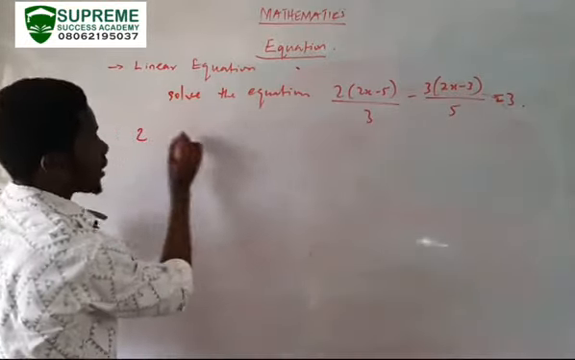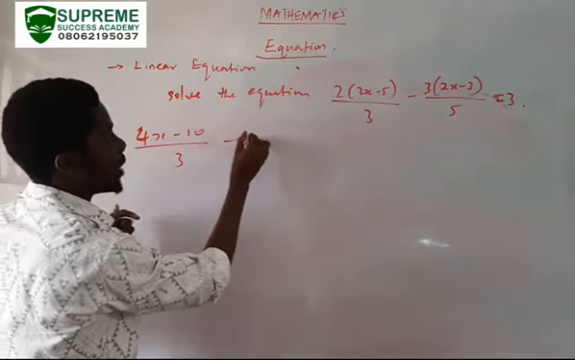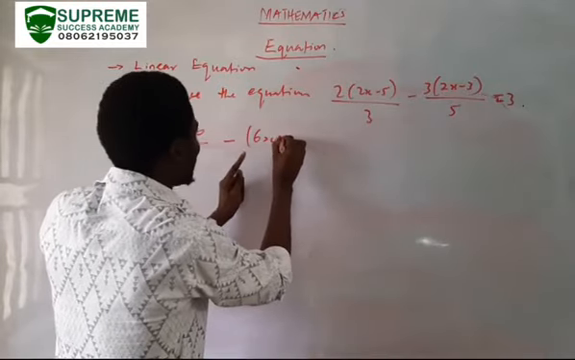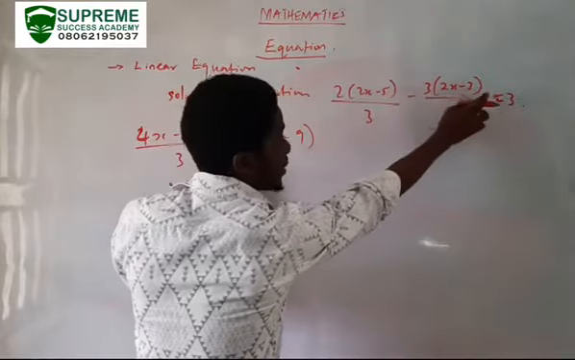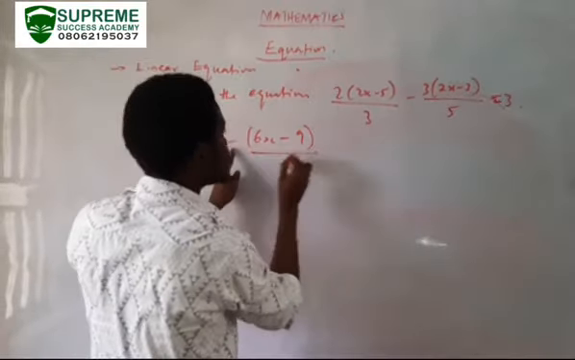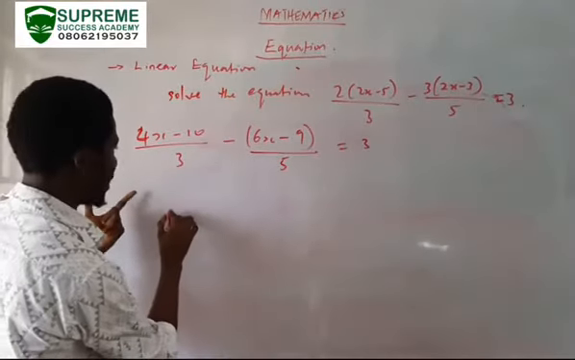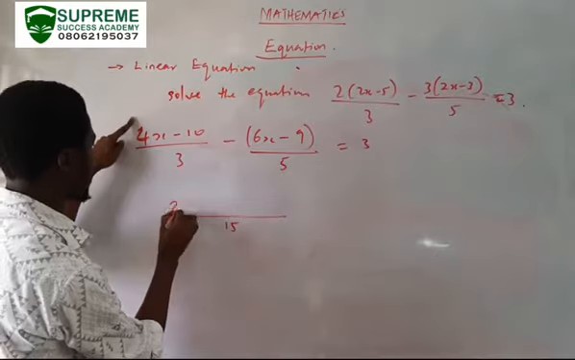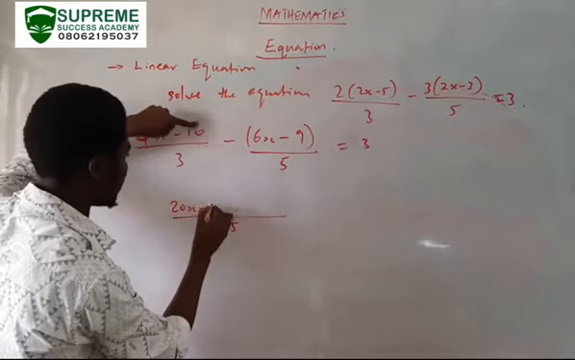Let's expand the bracket. That's 4x minus 10 divided by 3, minus 6x. Be careful there. Plus 9, because the negative does not affect it yet. Be careful, because it will affect your answer. Equals 3. So let's find the LCM. The LCM is 15, right? 3 here, that's 5, multiplied by this, that's 20x minus, we are using 5, that's 50.